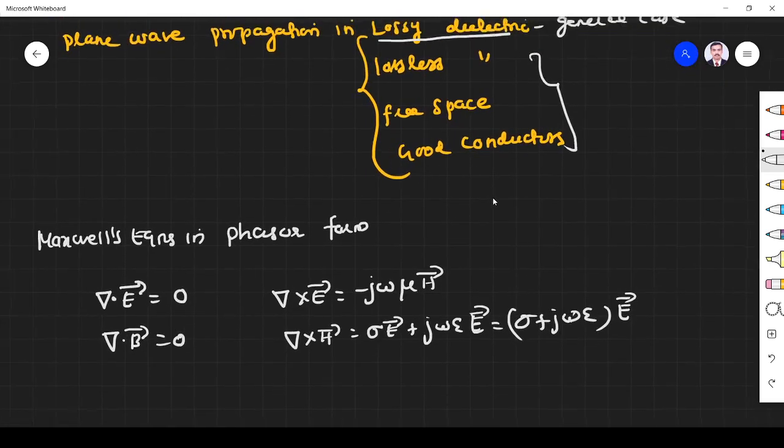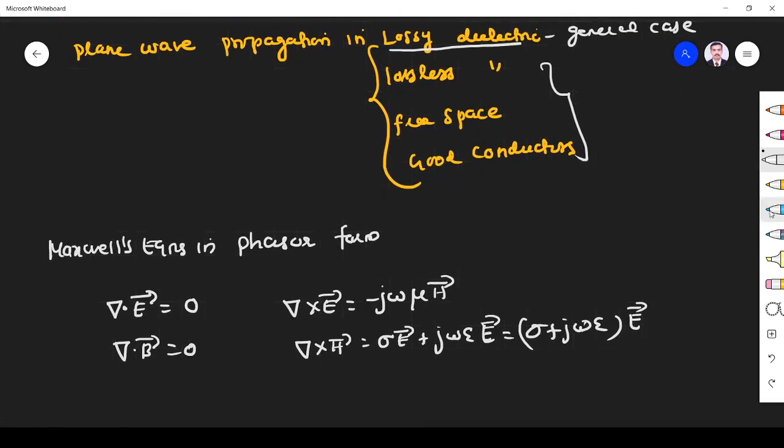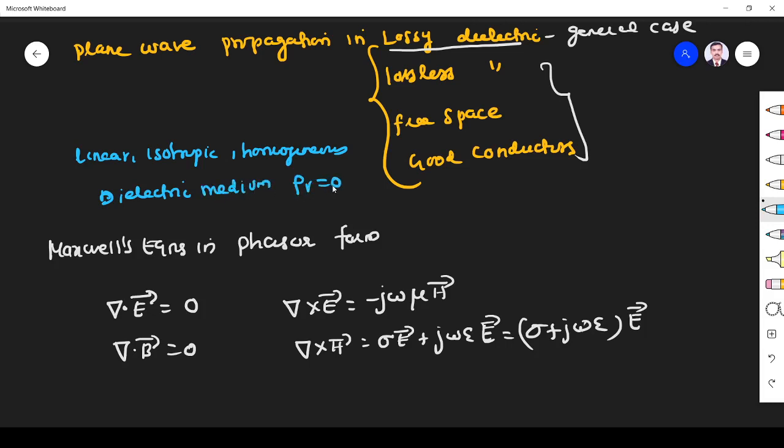Now we go and derive the equation for plane wave propagation in lossy dielectric and learn the important points from that. So here we consider a linear, isotropic, homogeneous dielectric medium with charge density 0. What is linear, isotropic, homogeneous? Please refer to my video on free space.